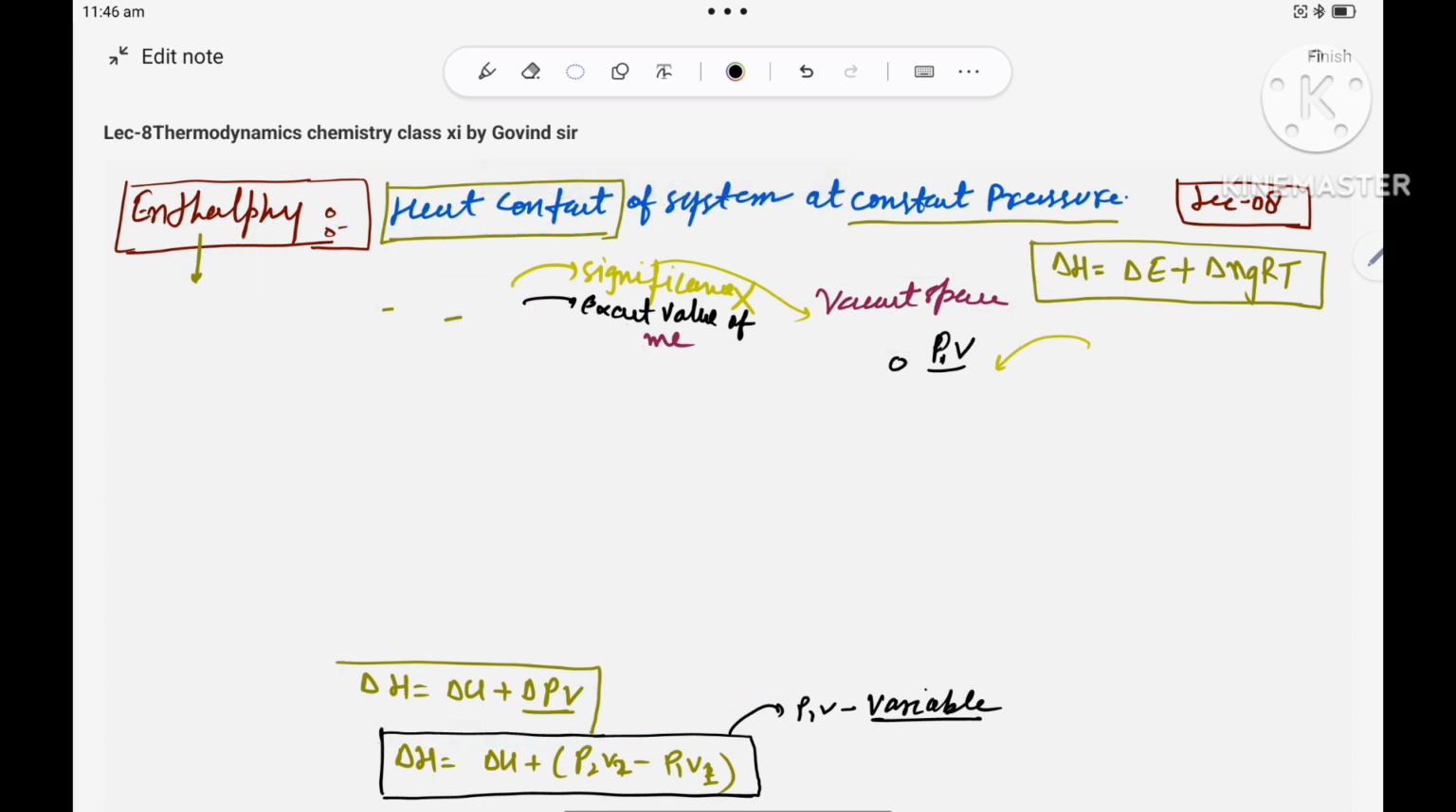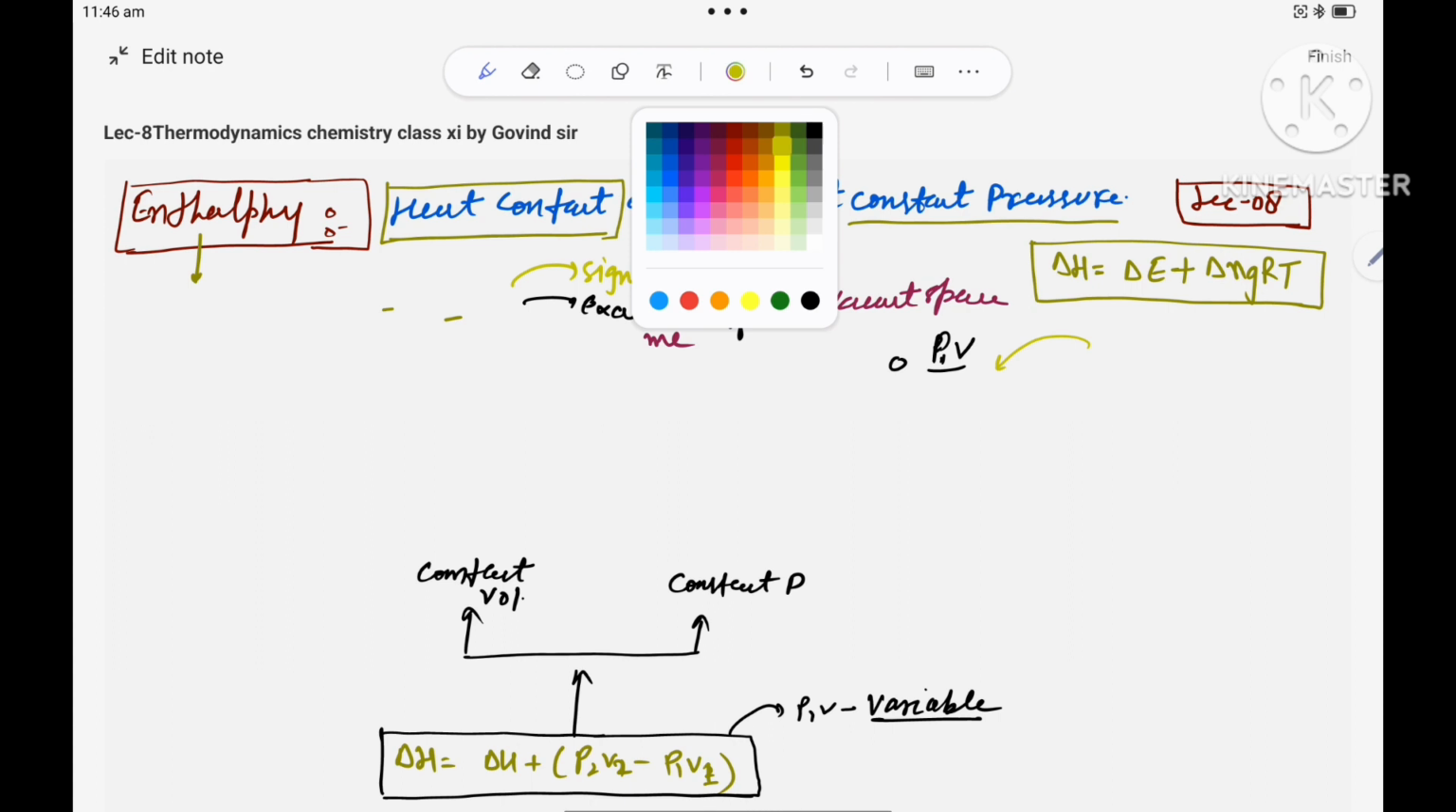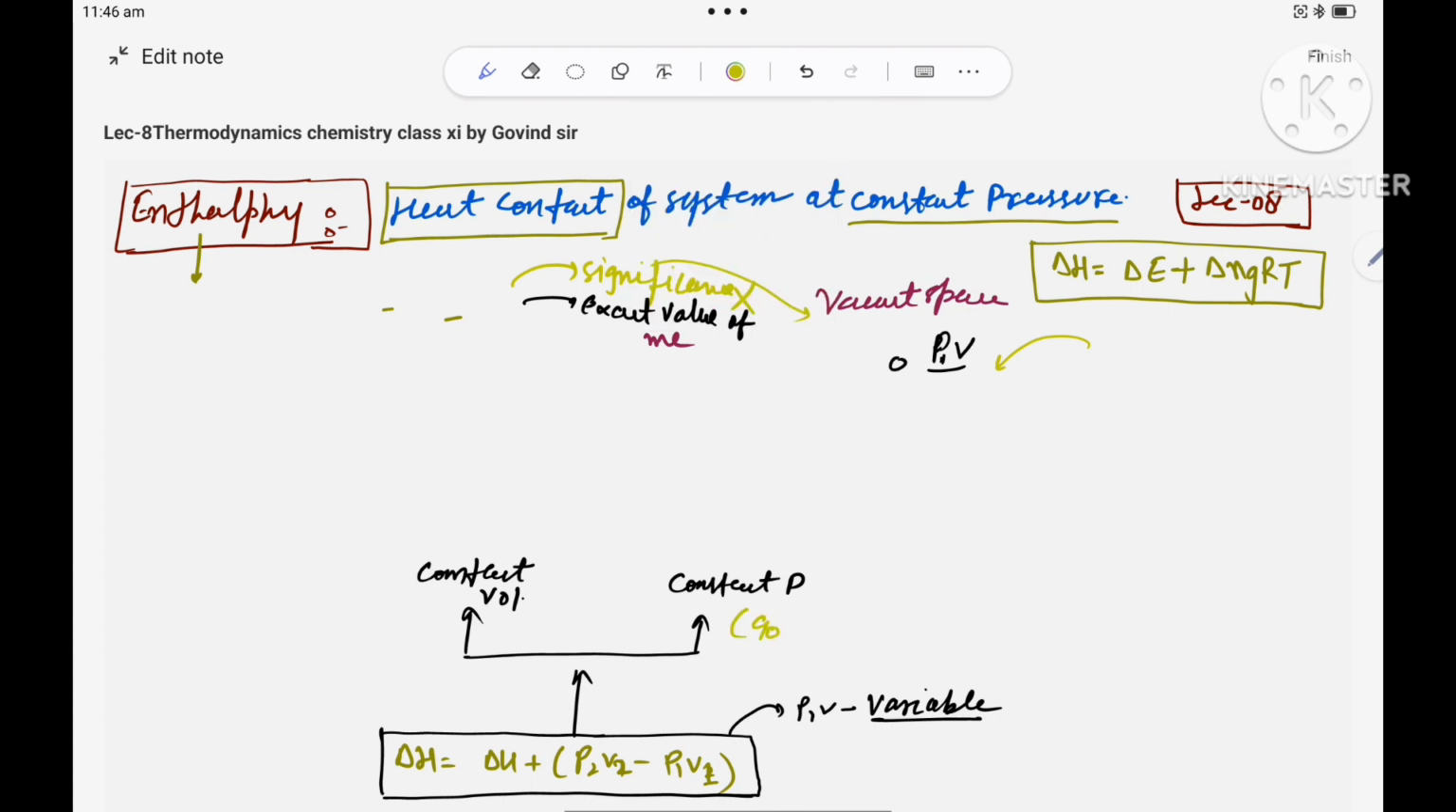So check it here. I am writing here. We are having two conditions for this: delta H at constant volume and delta H at constant pressure. One thing, children, you know that 90% of chemical reactions are completed at constant pressure.